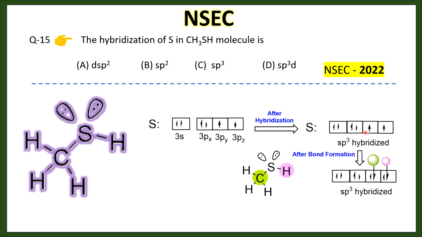So there are two non-bonding electron pairs present. After bond formation, these two unpaired electrons remain in the sulfur, which are available for single bond formation. Here we could see another two non-bonding electron pairs are there as lone pairs. So overall this is sp3 hybridized. The correct option is this one.